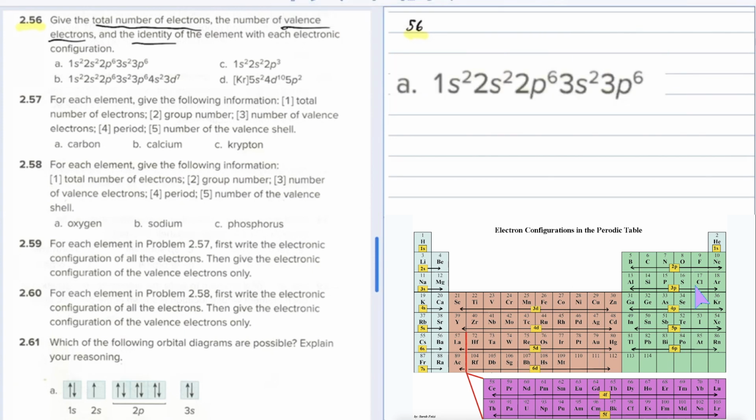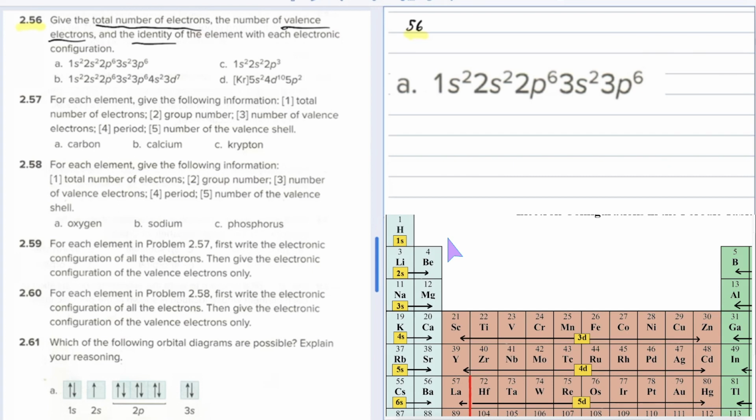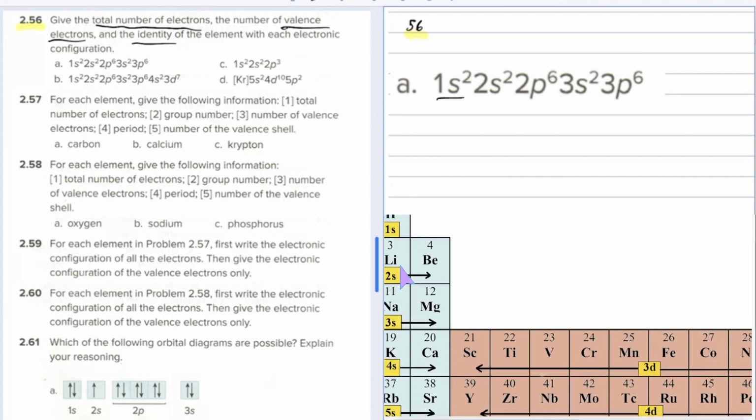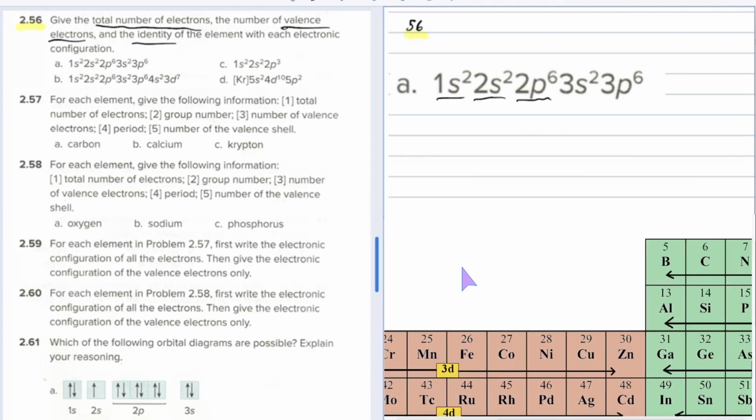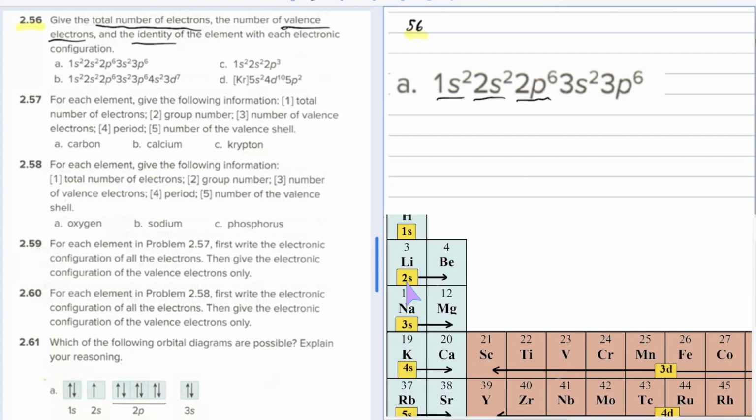All right, so 1s2, 2s2, 2p6, 3s2, 3p6. Looking at the periodic table here, you see it has little sections, the 1s section. So that gets us through here. And then the 2s section gets us through here. And then the 2p6 gets us through the 2p's: 1, 2, 3, 4, 5, 6. And then 3s2, that's on the third row, that gets us through there, 1, 2.